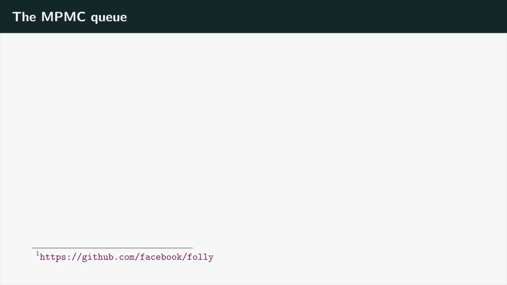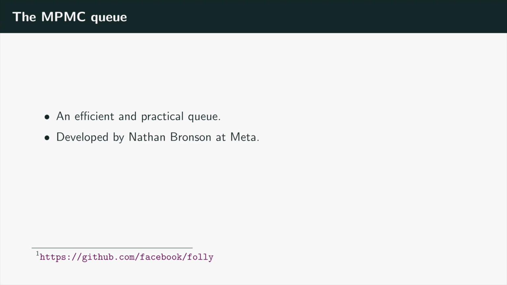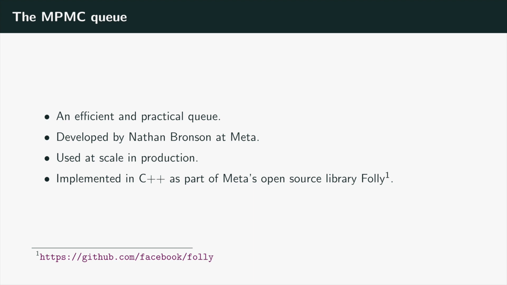First, I'll say a little bit about the queue that we verify in this paper. It's called the MPMC queue, and it's first of all a very efficient and practical queue. It was originally developed by Nathan Brunson at Meta, where it's used in production, and where Meta has found that it scales extremely well to thousands of consumer threads and hundreds of thousands of producer threads. A C++ implementation of the queue is included in Meta's open source library Folly, which can be found on GitHub.